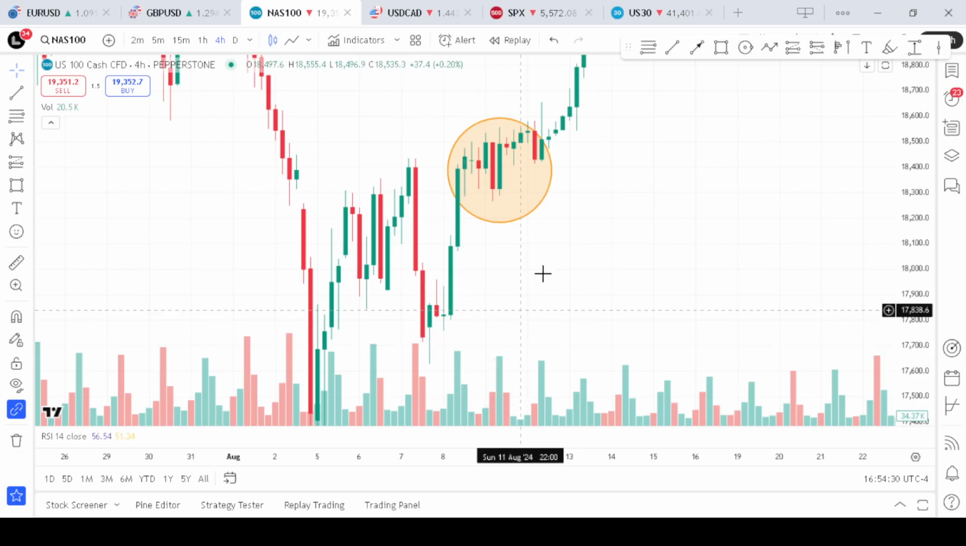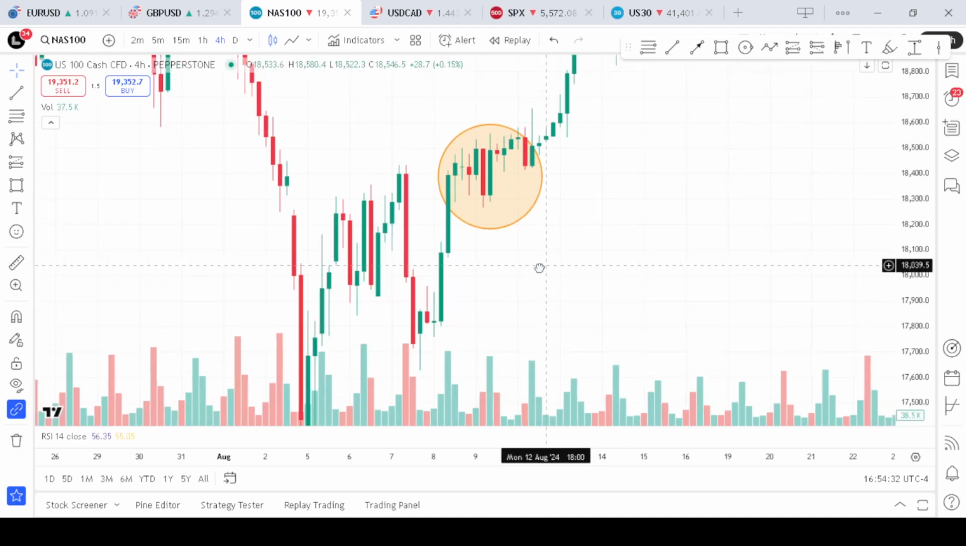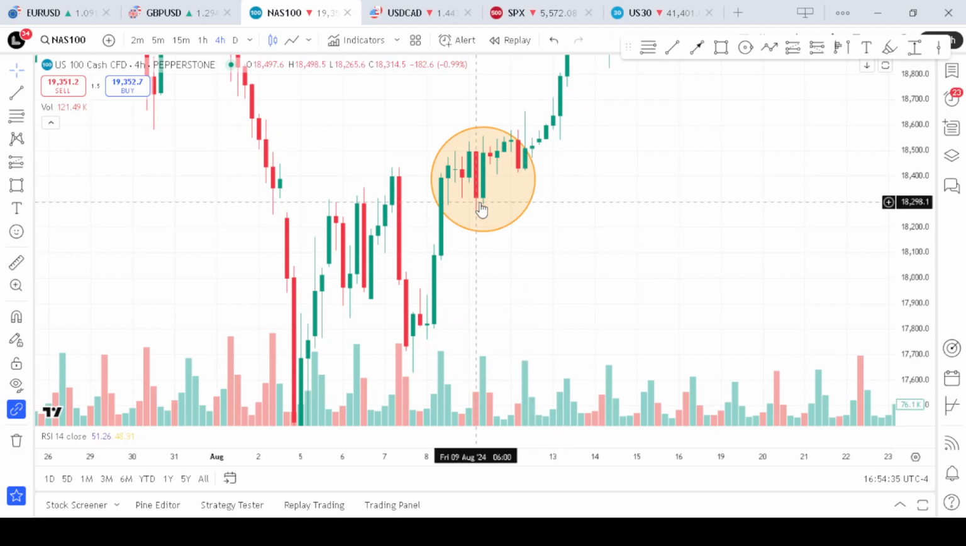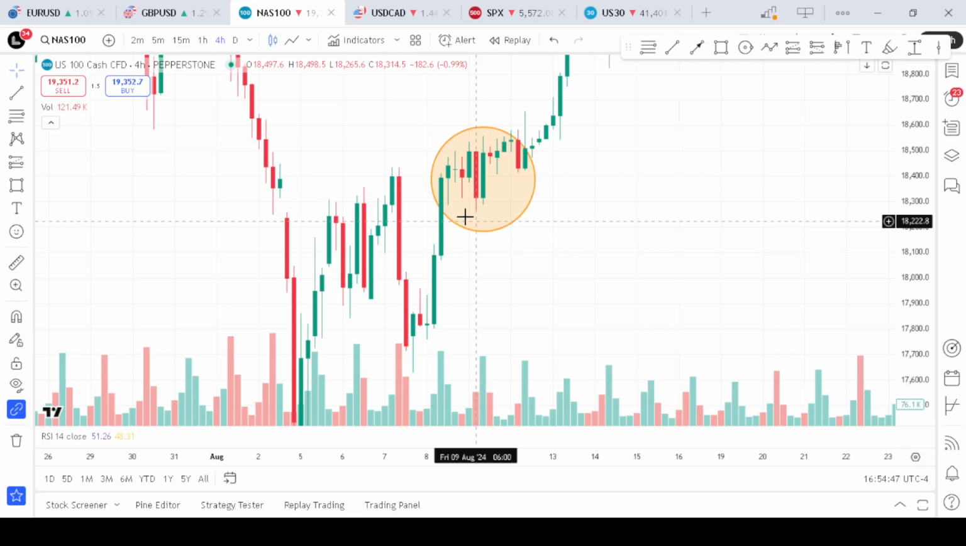Then we can add a little bit of confirmation. We can confirm this using our volume indicator. We can also confirm with other indicators such as the RSI, the stochastic oscillator, and the moving average. But let's confirm this with our volume indicator.